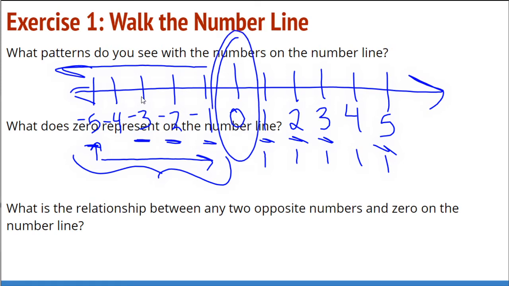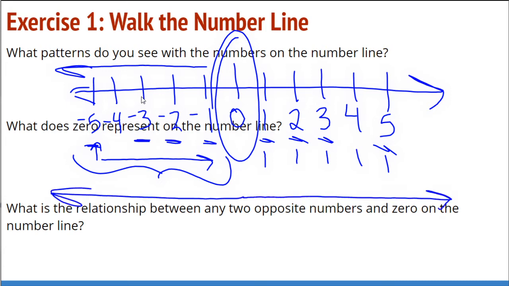This next question, what does 0 represent on the number line? 0 is the starting point. Both of these sets of numbers that we're counting with, going to the right and going to the left, they both start at 0. So 0 is kind of the starting point for these two sets of counting. Or another way of thinking of it is that 0 is the very middle of the number line.